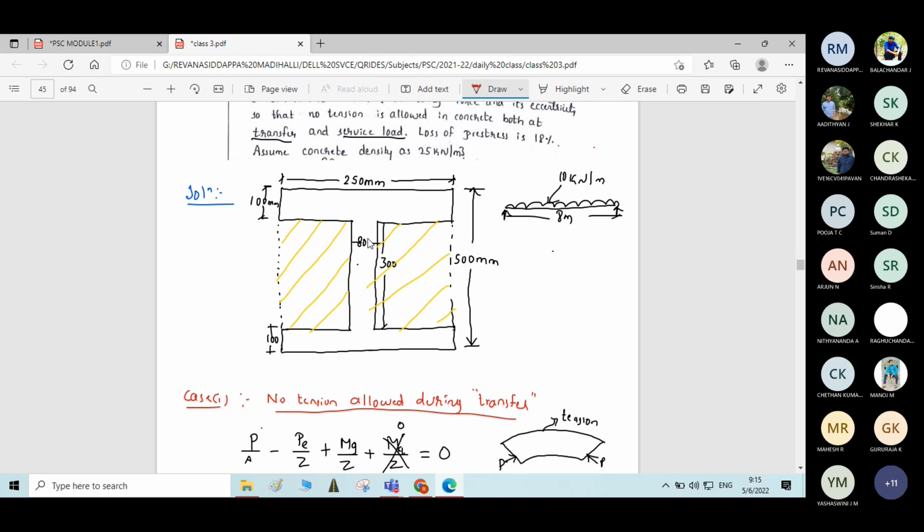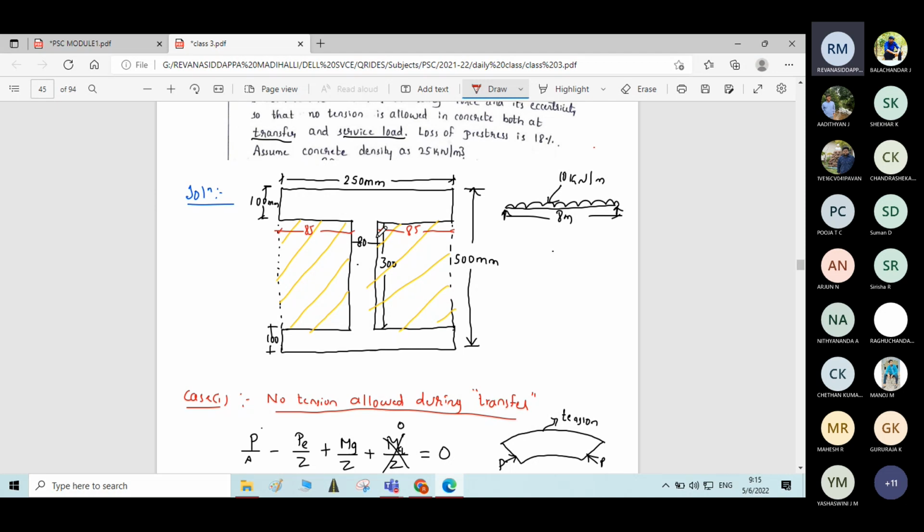You will get 170. 170 divided by 2, if you do, you will get 85 mm as the width of this rectangle of the hatched portion. 85 on either side. So you can easily calculate the moment of inertia.